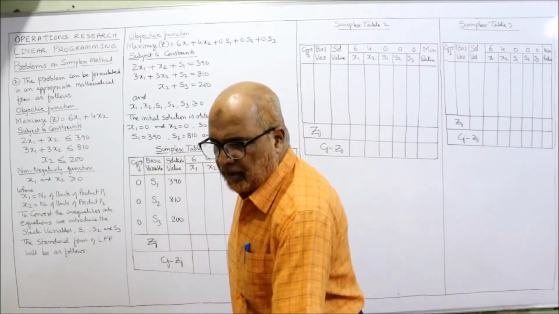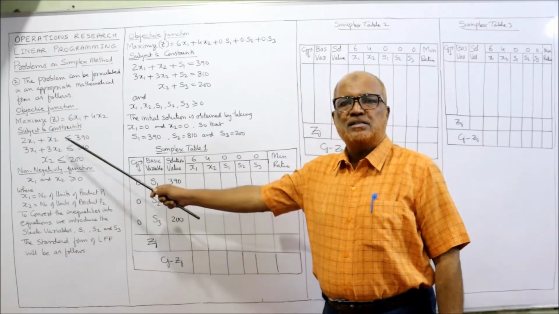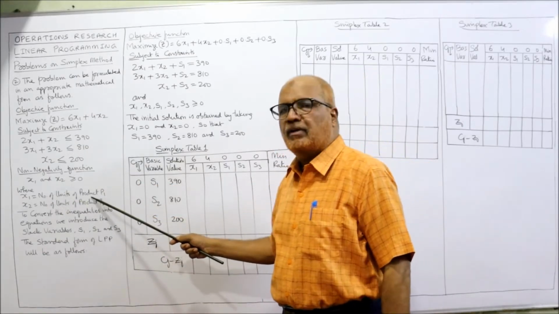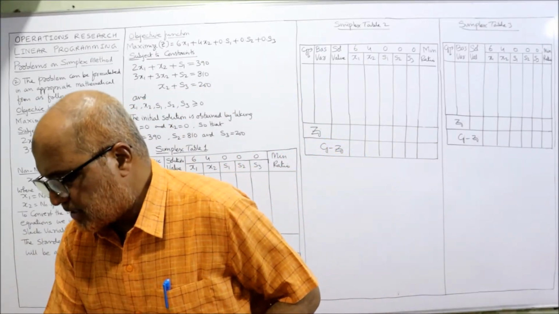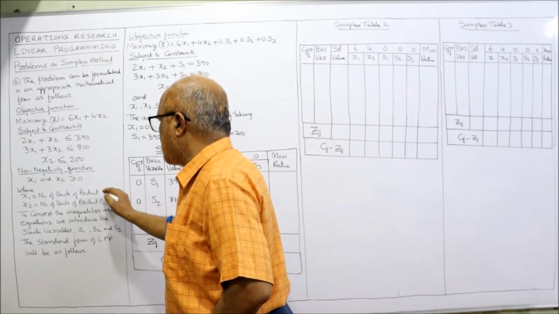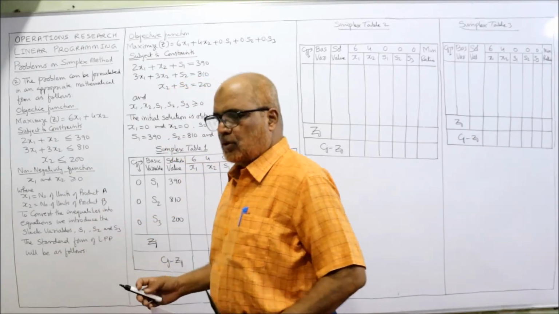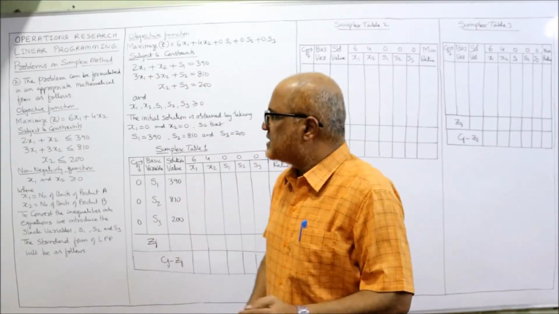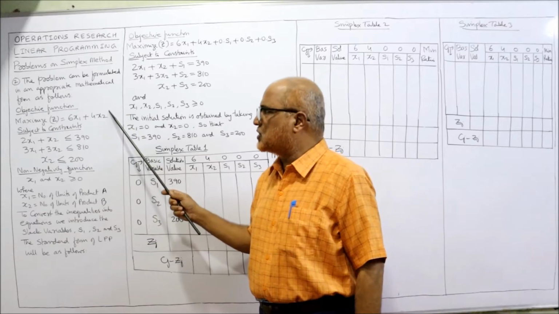What is the profit per unit of A? 6 rupees, and 4 rupees for B. So maximize Z = 6x1. x1 is the number of units of product A, sorry, not P1. x1 is the number of units of product A and x2 is the number of units of product B to be produced and sold. So the profit function is 6x1 + 4x2. That is the objective function.